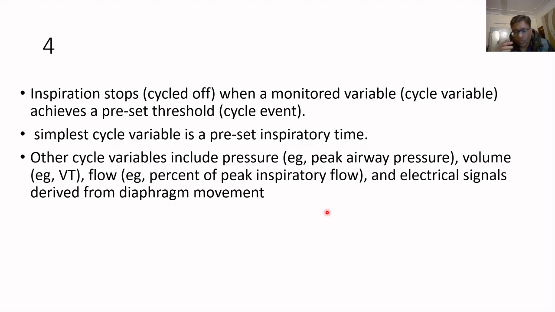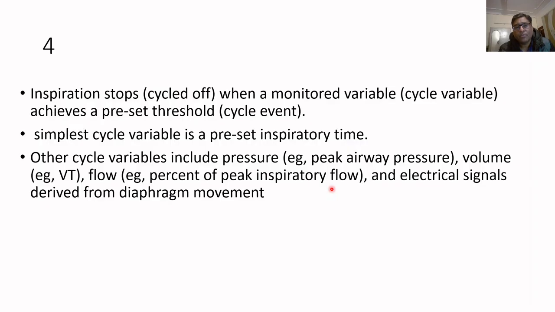Suppose you are in a pressure-cycled mode. If pressure suddenly rises to a very high limit, Pmax is reached, and the ventilator will cut off the inspiration and go into expiration. Then cycle variables can be volume, as in volume control modes. Basically, volume becomes the cycling variable, and flow, as a percentage of the peak inspiratory flow in some modes, may also become a cycling variable.